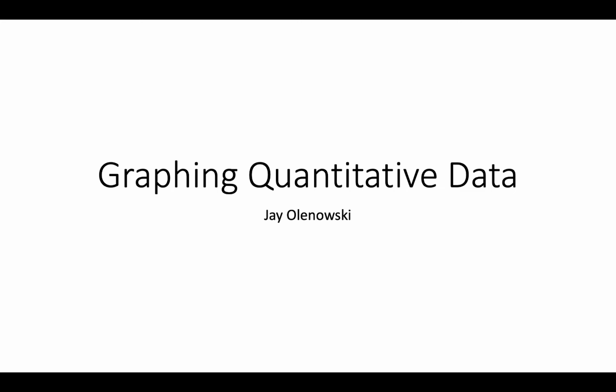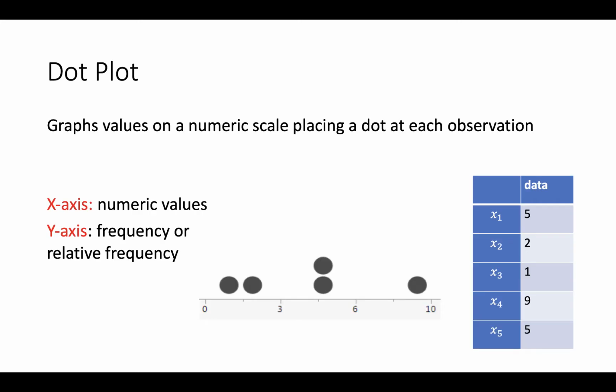In this lesson, we're going to learn how to visually display quantitative data, data that deals with values or amounts. One way to display quantitative data is through what's called a dot plot. A dot plot has an x-axis that's representing a number line, numeric values. The y-axis represents frequency or relative frequency.